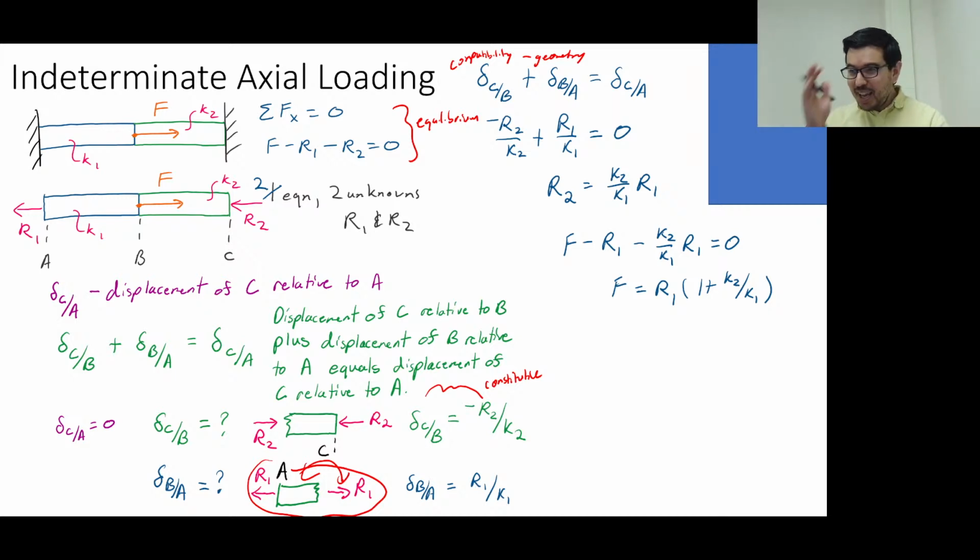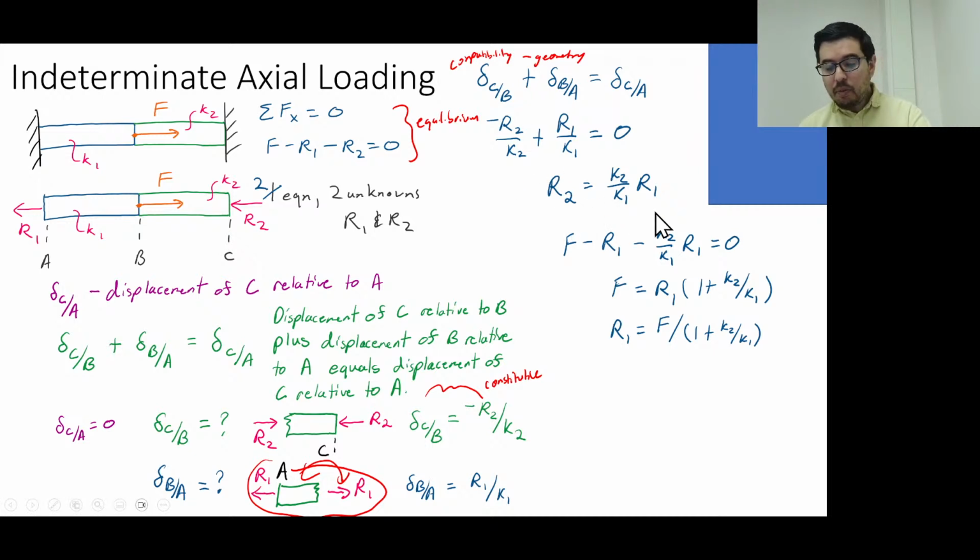But in mechanics, our big three are geometry or compatibility, constitutive relationships, and equilibrium. So we do some more algebra. Now we plug in these relationships. We now have a relationship. Now we know what the ratio between R2 and R1 is. And we had this equilibrium equation, so now we can plug it in. Now we can figure out what R1 is, and now we can figure out what R2 is.